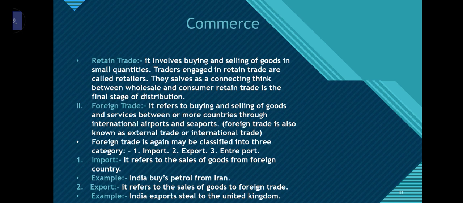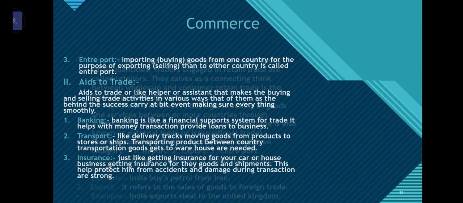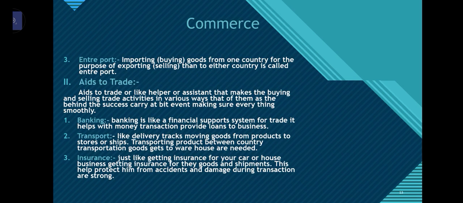The first one is import. It refers to buying goods from a foreign country. For example, India buys petrol from Iran. And the second, export, refers to sale of goods to a foreign country. For example, India exports steel to the United Kingdom. And the third one, entrepot: importing goods from one country for the purpose of exporting and selling them to another country is called entrepot.